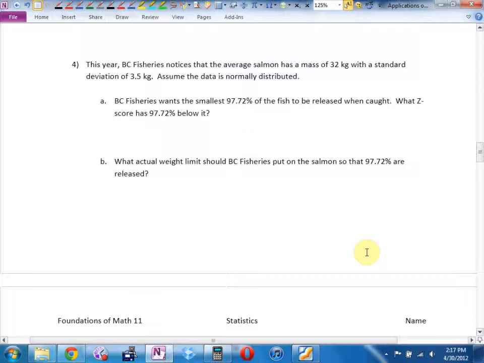BC Fisheries wants the smallest 97.72% of the fish to be released when caught. They want some to go back into breeding stock. Why 97.72%? Because I had to find a number that was on your chart. In real life, they pick some biologically useful percentage and use a computer to find the Z-score. But I had to be stuck with your chart. What Z-score has 97.72% below it? 2.00? Even? Positive or negative?